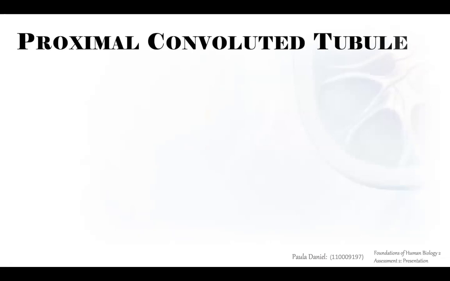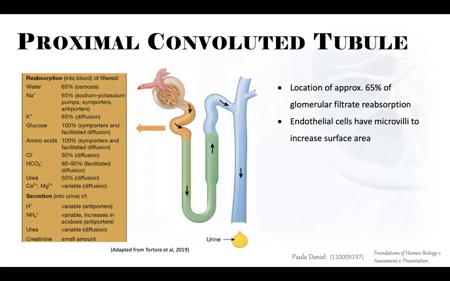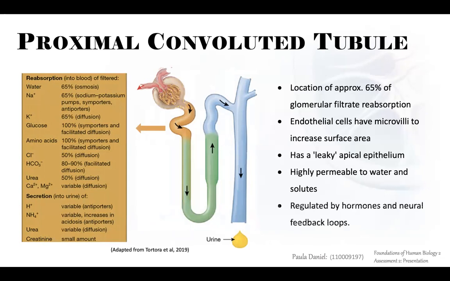Filtrate will move out of the capsular space into the proximal convoluted tubule, or the PCT. This is where a major portion of reabsorption takes place, approximately 65%. The endothelial cells lining the PCT have microvilli that greatly increase their surface area, along with a leaky apical epithelium, making it permeable to water and solutes. We can see that sodium is actively transported out of the tubule and into blood. Whilst reabsorption of glucose, amino acids, chloride, phosphate, and bicarbonate ions move passively into the blood. Small proteins will also be reabsorbed via pinocytosis, and water is reabsorbed passively via osmosis.